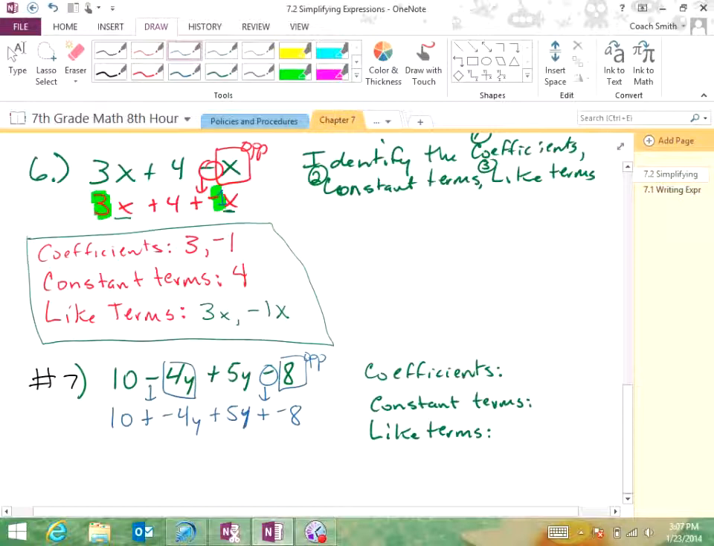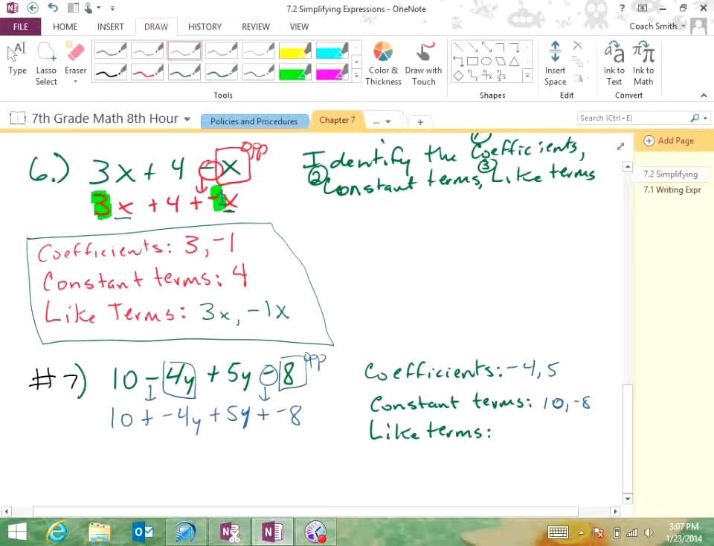So, what are the coefficients, Gracie, in this problem? Yes, -4 and 5 are the coefficients. They are the numbers that are in front of the variables. Okay. Copeland, what are the constant terms? 10 and what? 10 and -8. Okay, those are your constant terms.